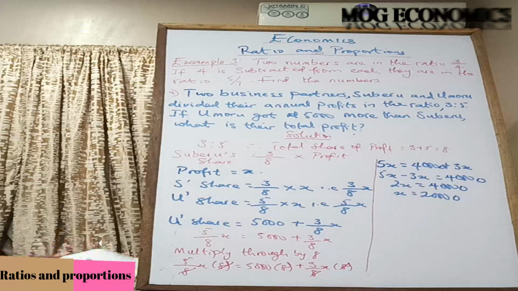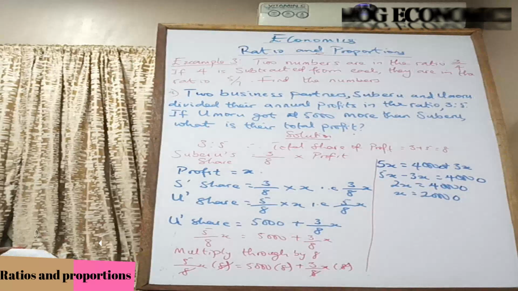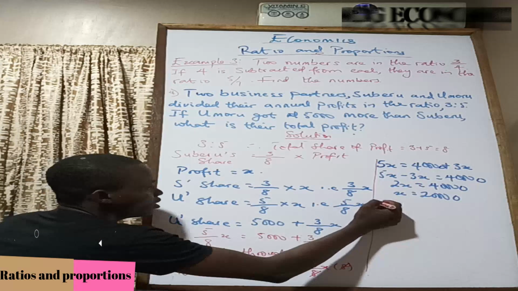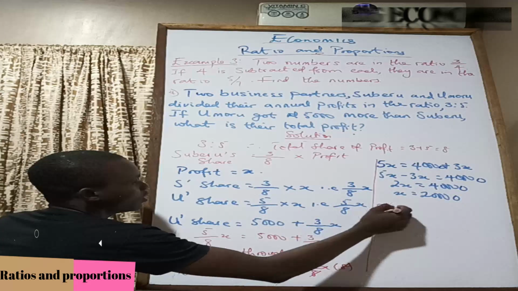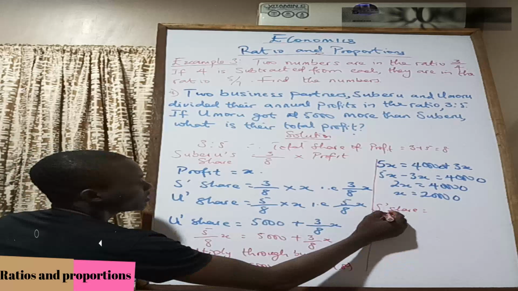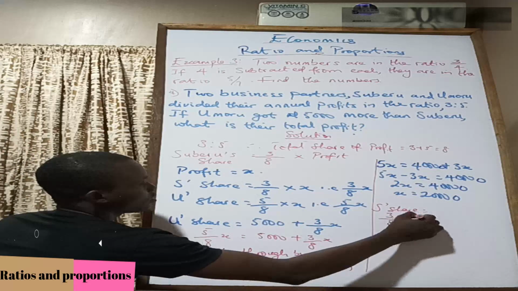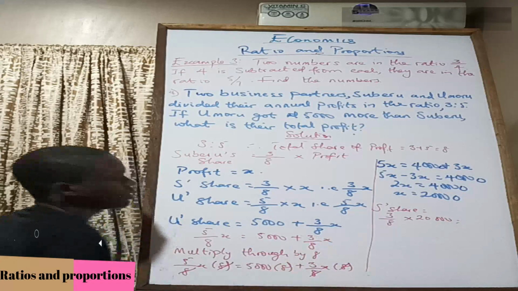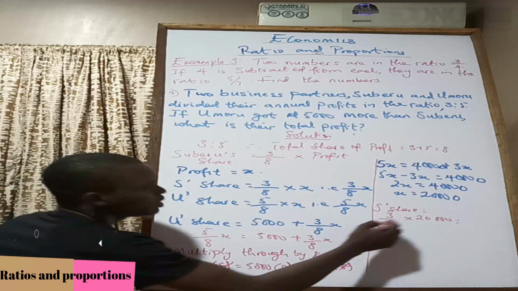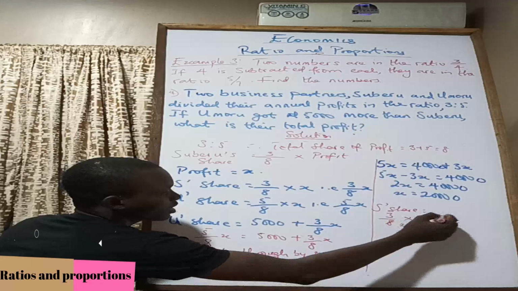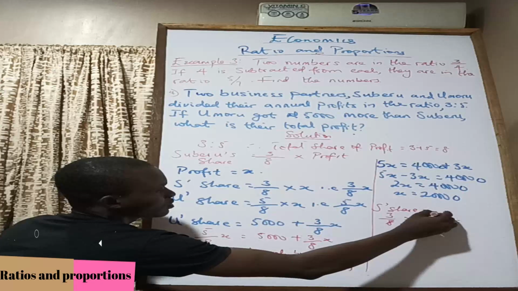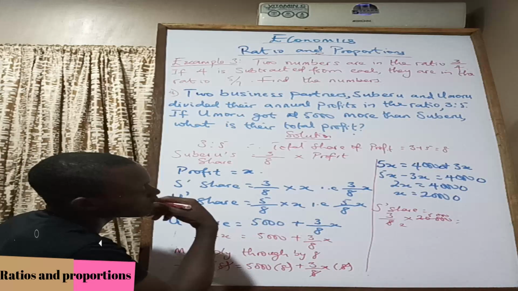If the question had gone on to ask us what was the share of each person, of the profit, that means we first have to get the total profit. Then to get the share of each person, Subaru's share of the profits will be equal to 3 over 8 times 20,000. And then that's going to give us, is that not 12,000? Let me see. 4 into 20,000 is 5,000, right? Is it 5,000? Yeah, 4 times 5,000.